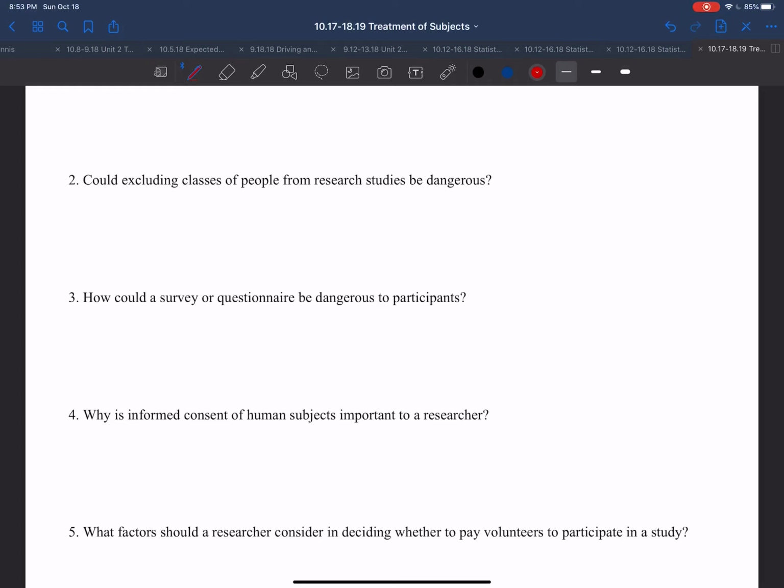So we can say if a class is excluded, we may never know about it or never learn about it. And an example of this is excluding children from medical research.